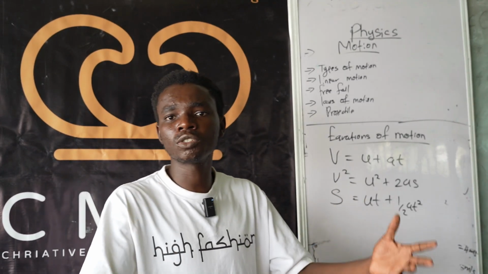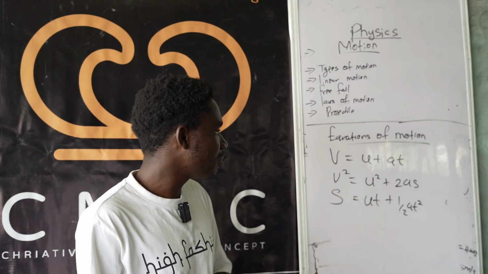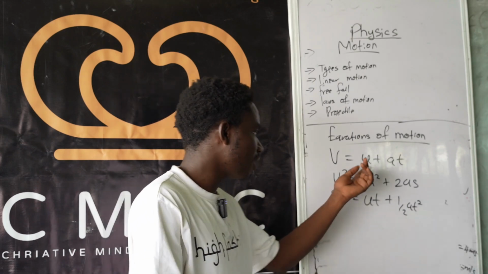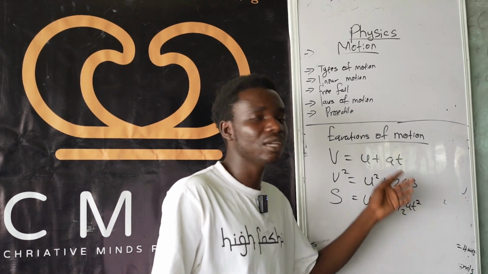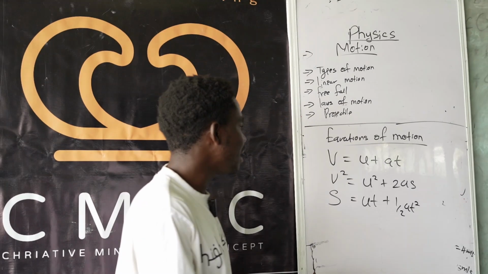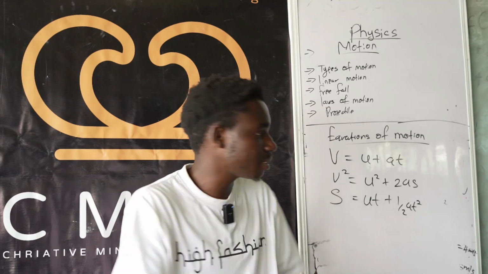If you have a question on motion, maybe they're asking you to calculate velocity, and in that question you are given the initial velocity, which is u, the acceleration, which is a, and the time, which is t. You know that the best formula to use in that kind of situation, where you are only asked to calculate the final velocity, is what?